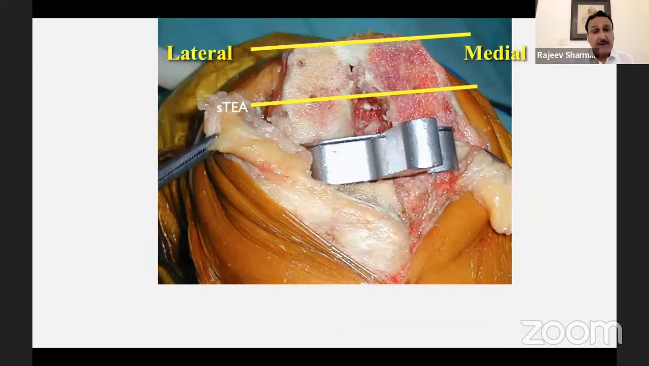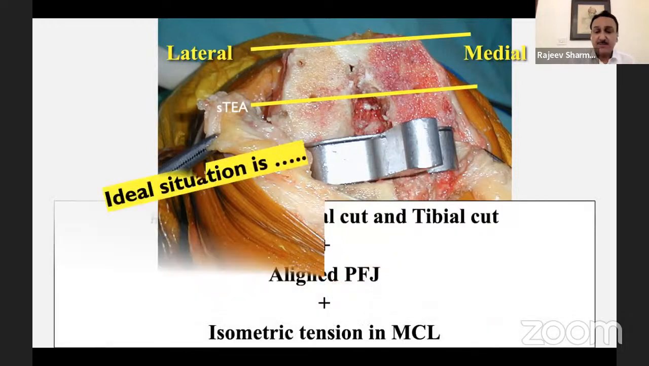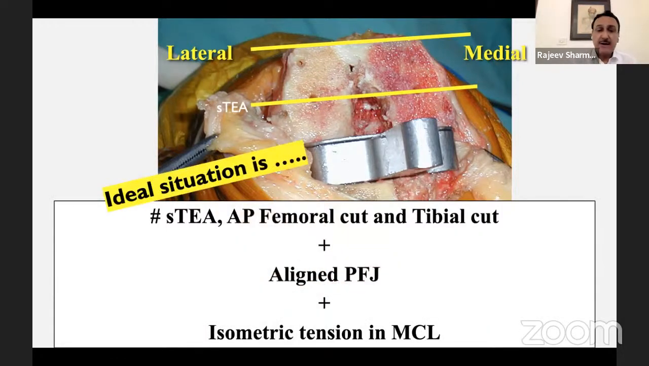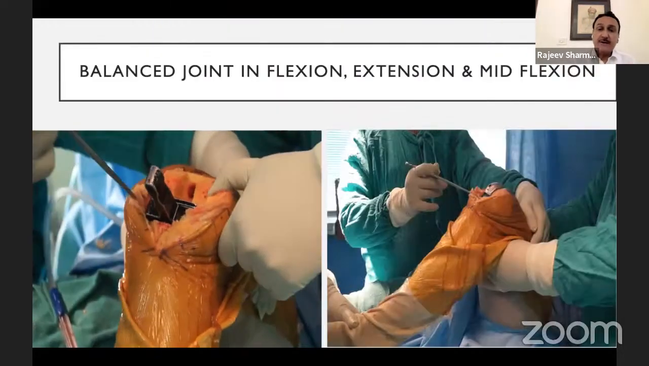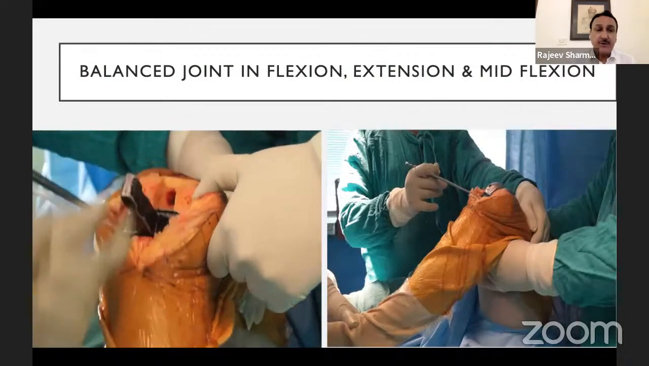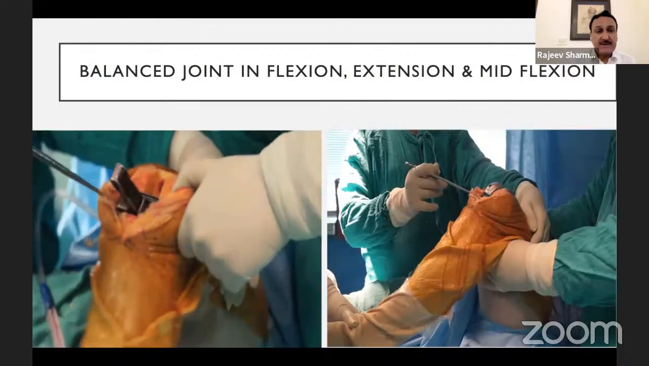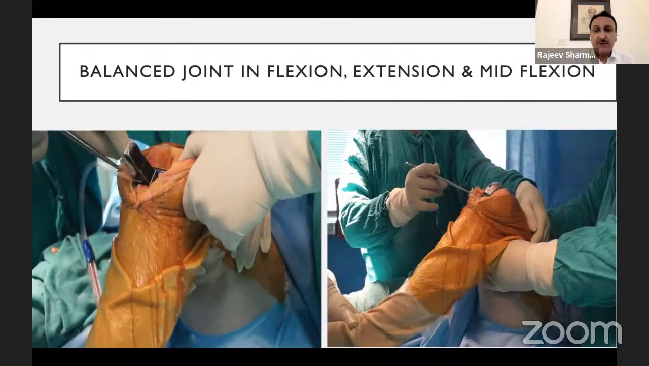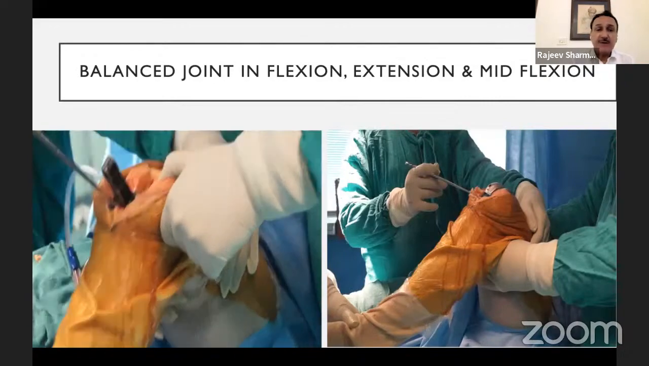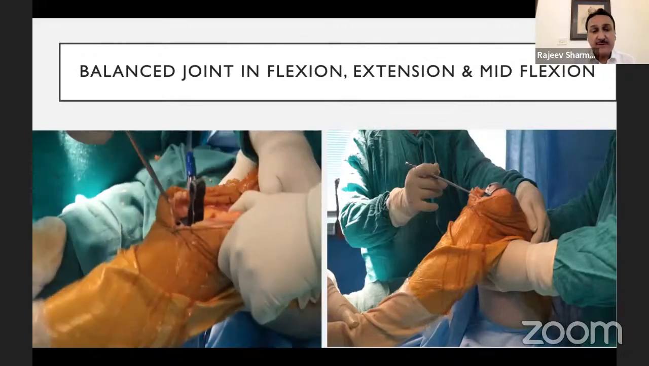What you need finally is this kind of a picture where the transepicondylar axis is parallel to the anterior and posterior femoral cuts and also the tibial cut, and the flexion and extension spaces are well balanced, and also the ligaments are in normal tension, not too tight and not too lax. A balanced joint in flexion, extension, and midflexion is the aim of the surgery.